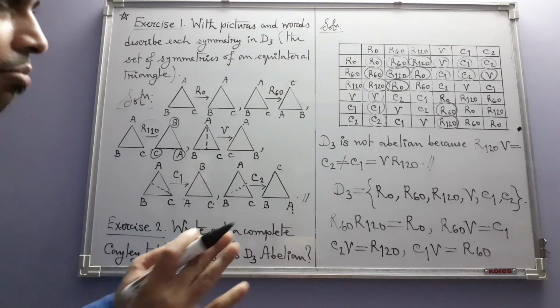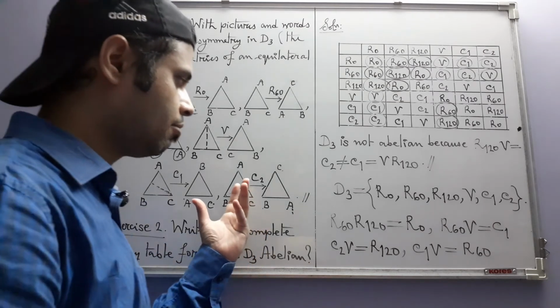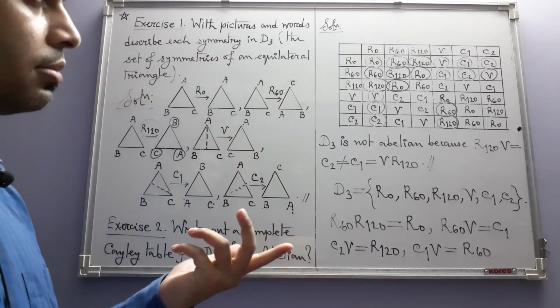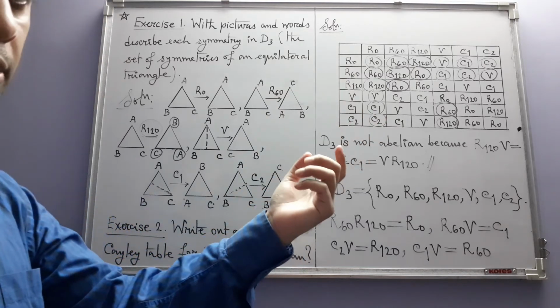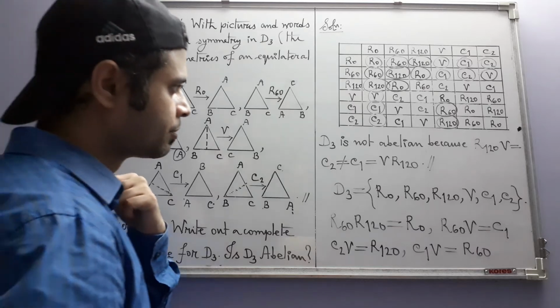So this is the complete Cayley table for D3, and it tells you what the result of each composition is. You can see all possible pairs, all possible products where two elements are involved, have appeared here.